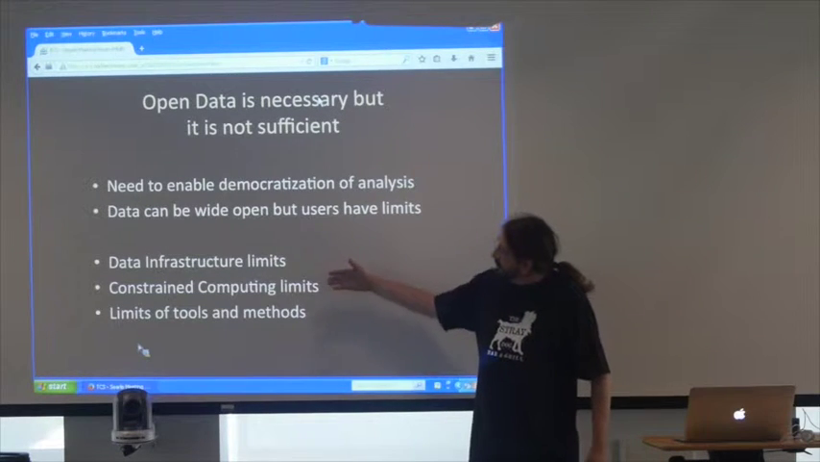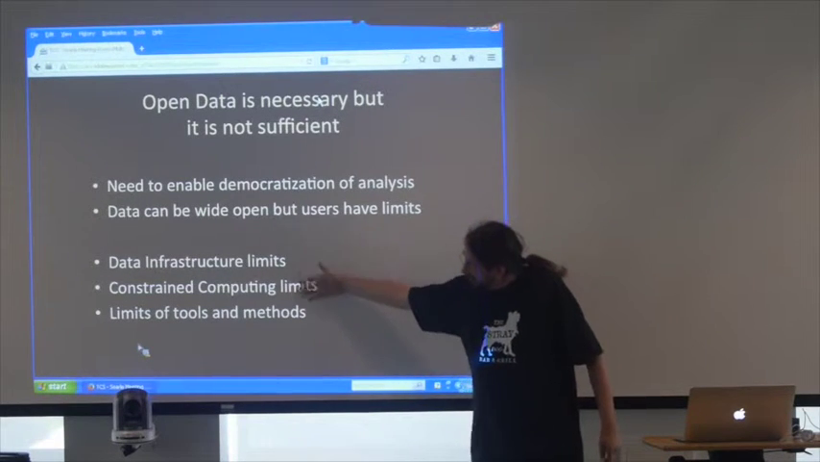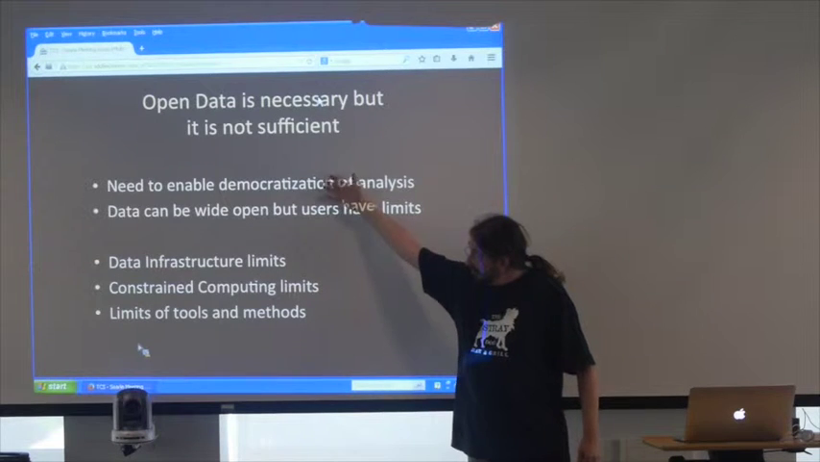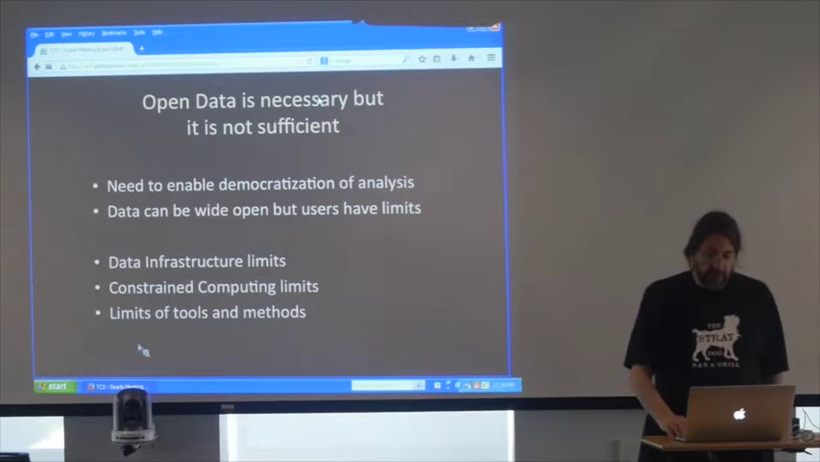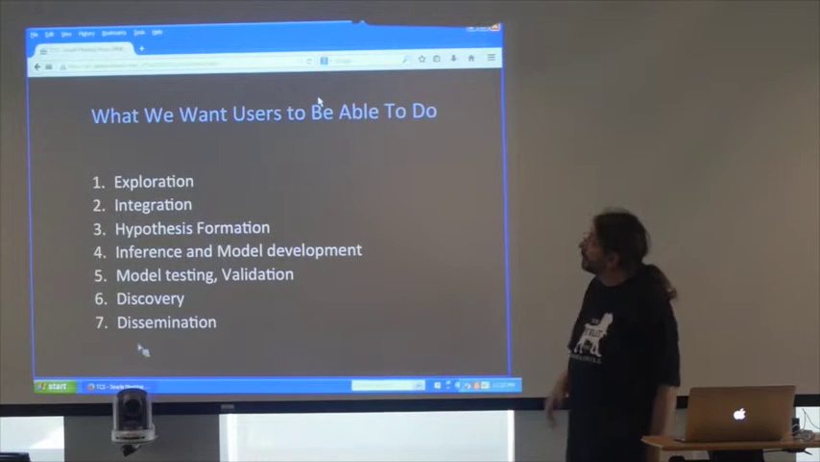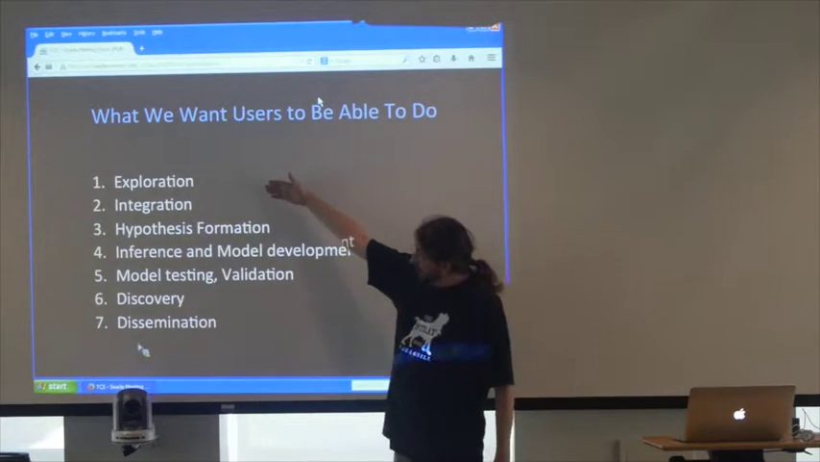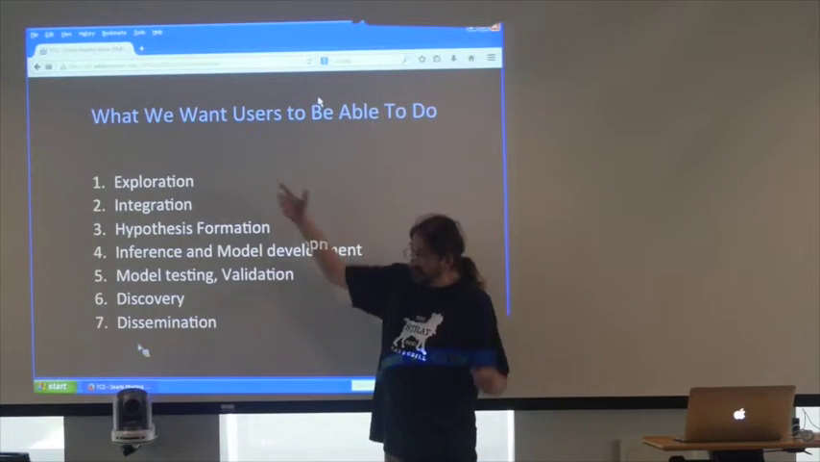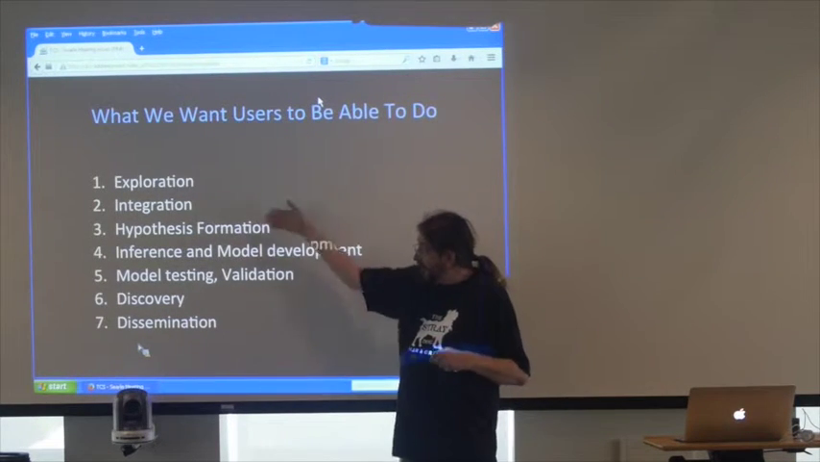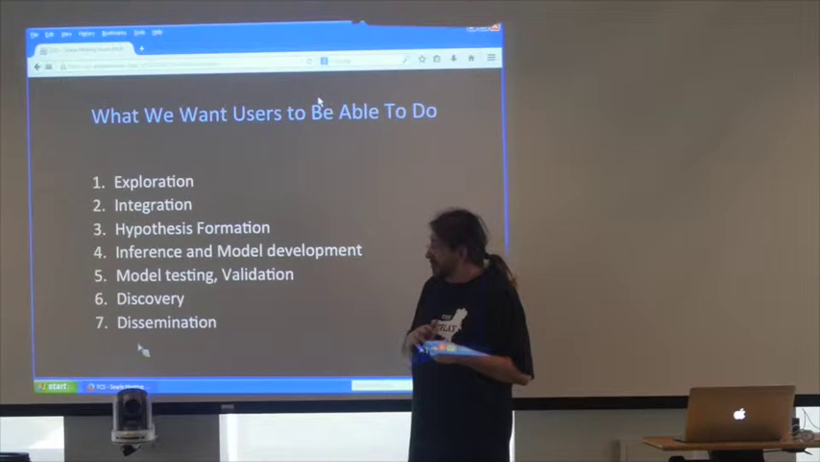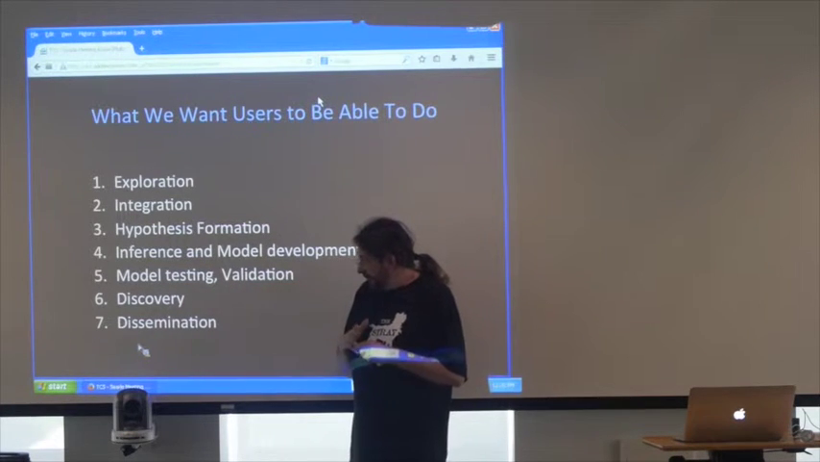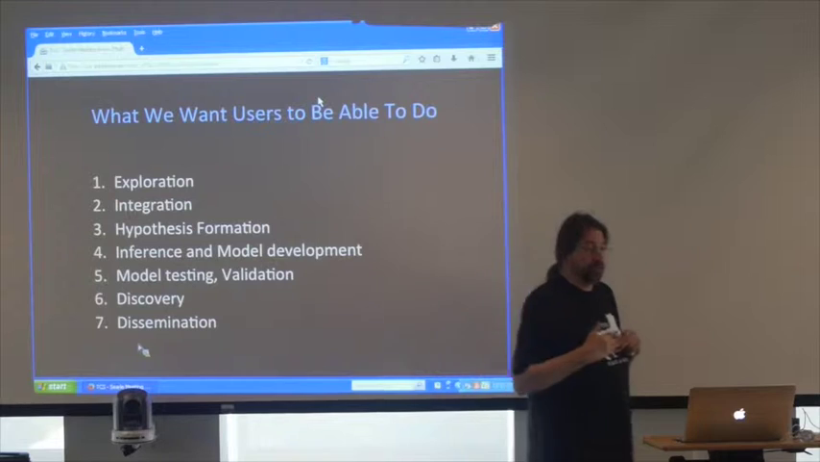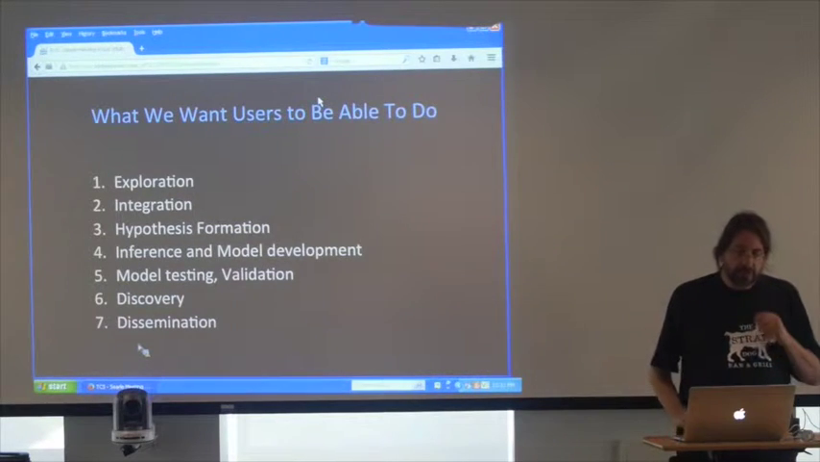So what we're trying to do is build a system that democratizes this and tries to address these problems to the degree we can, so we make this easier for people to do, right? And what do we want people to be able to do? Well, we want them to be able to explore the data, integrate different kinds of data, form hypotheses in this context, do inferencing on it, or build models, test the models, right? Run a lot of tests, maybe discover something, and then tell people about it, right? So this is what the environment has to be able to do.